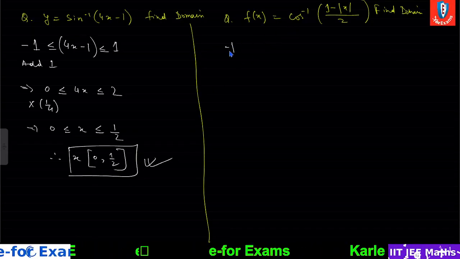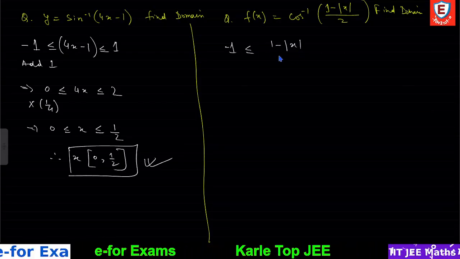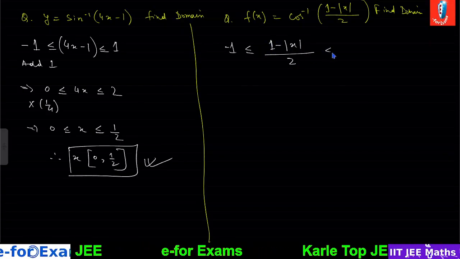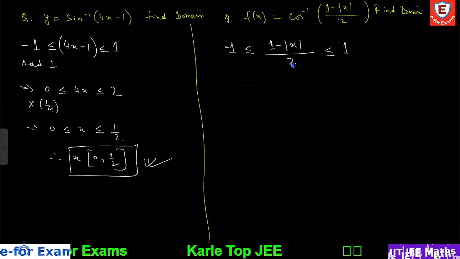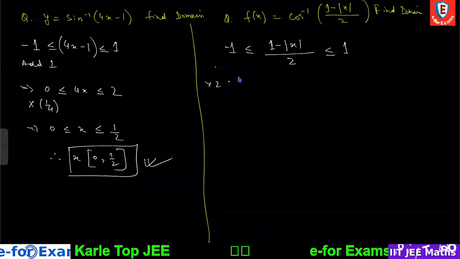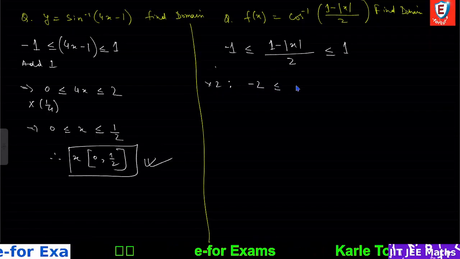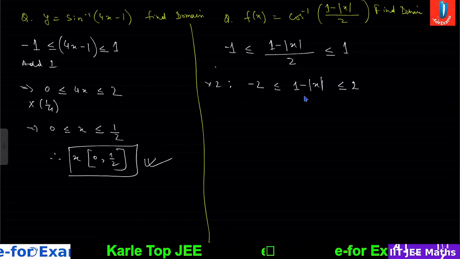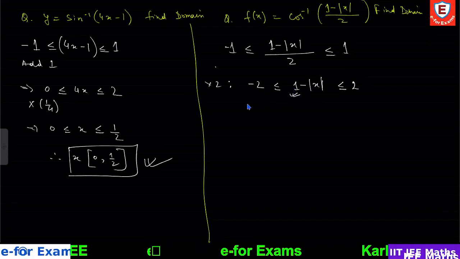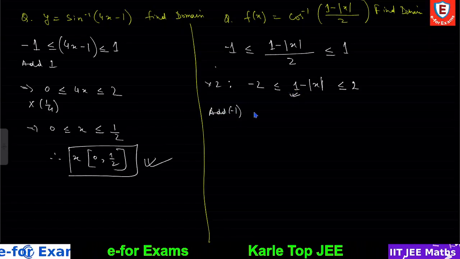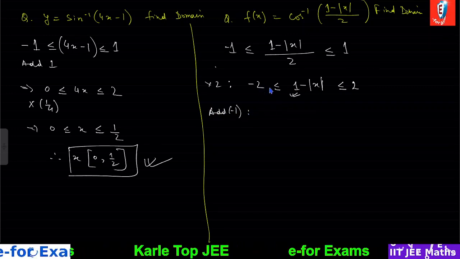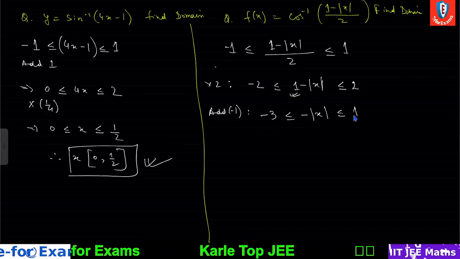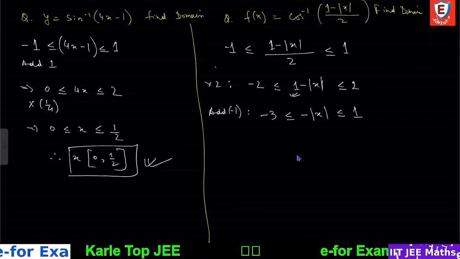And in this case also -1 less than or equal to 1 minus mod of x divided by 2 less than or equal to 1. To remove this 2, multiply with 2. When you multiply with 2, this becomes -2 less than or equal to 1 minus mod of x less than or equal to 2. Now we have to remove this 1. This is +1, so add -1 to all. If you add -1, it will become -3 less than or equal to minus of mod x less than or equal to -1, right?